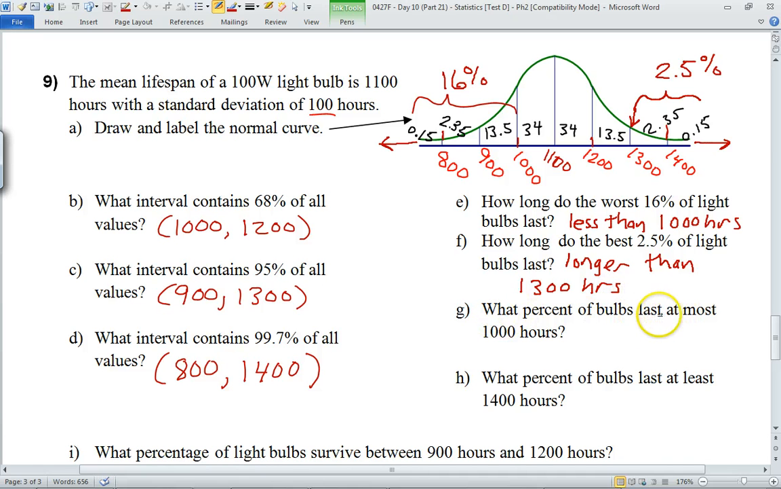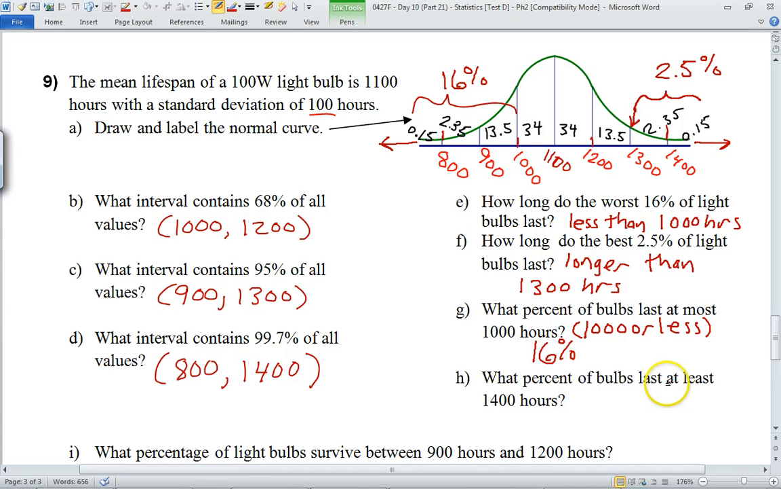What percent of bulbs last at most 1,000 hours? Well, that's a tricky way to say it, but at most 1,000 hours actually means 1,000 or less. We already have that marked, because of problem E. That's 16%. We already figured that out. So what percent? 16%. You see 1,000 or less. If I add up these 3 percentages, that's 16.